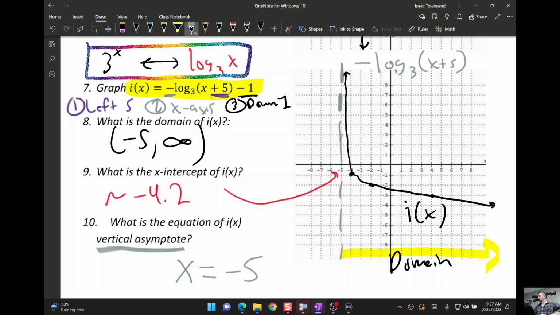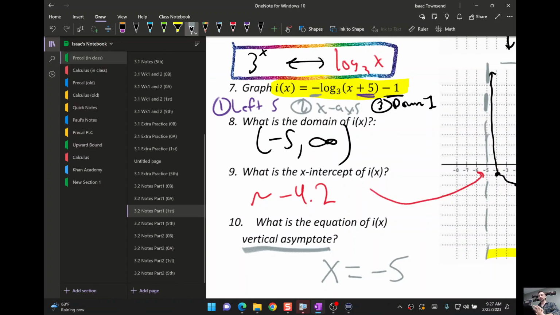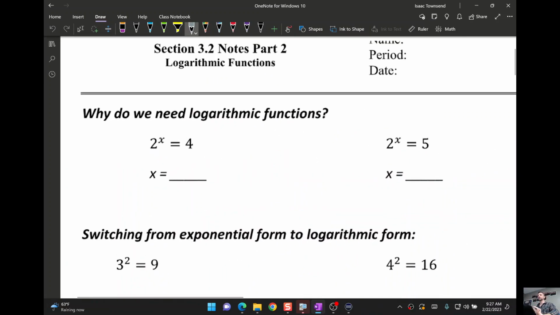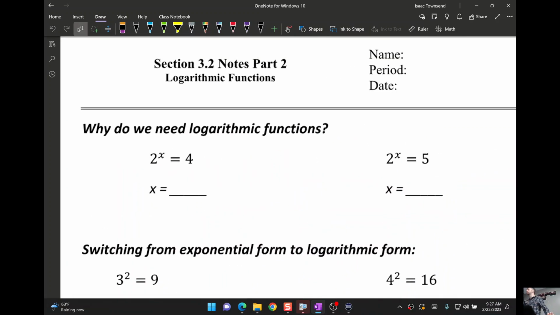Okay, any clarification questions y'all want to ask about this before we move on to the other one? Okay, then in our other handout, we need to look at some of the properties, look at a few of the trickier questions, review some of the stuff from Algebra 2.